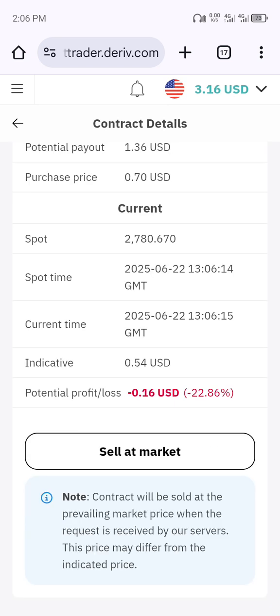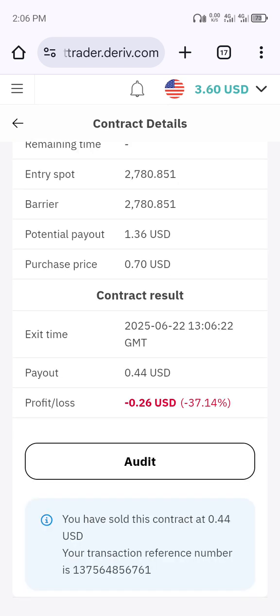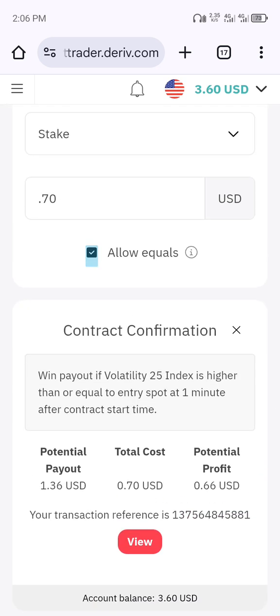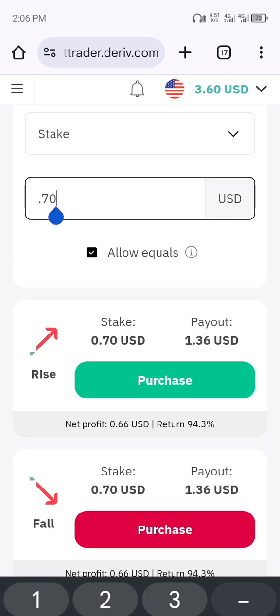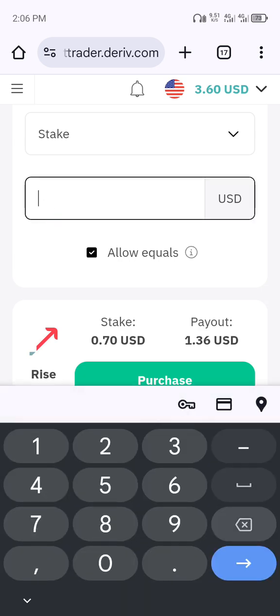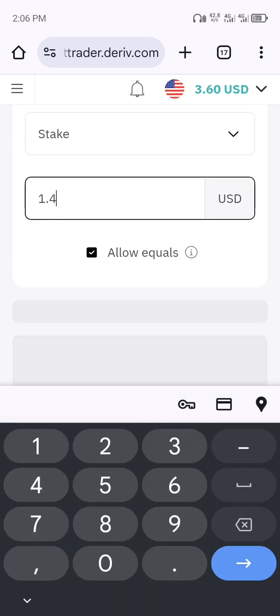We are monitoring the trade. I've seen 30 cents and now sell it at market and it lands at 26 cents. The next stage is $1.40. So we have the $1.40 trading stage.